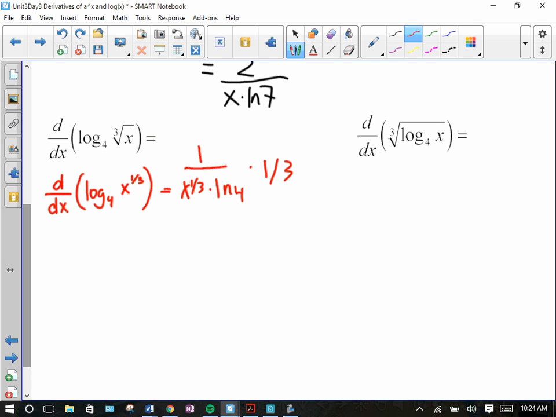Okay, times 1/3. You've got to simplify that. Oh, you've got times 1/3 there. I need to take the derivative of x. So that 1/3 would be there, yes, but.